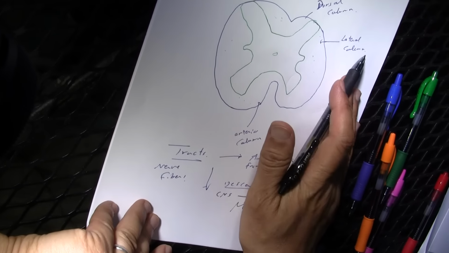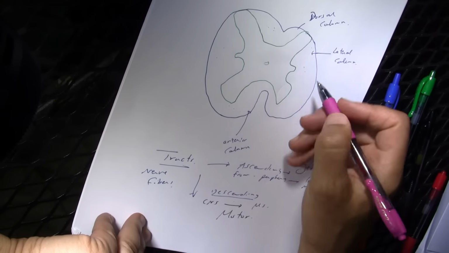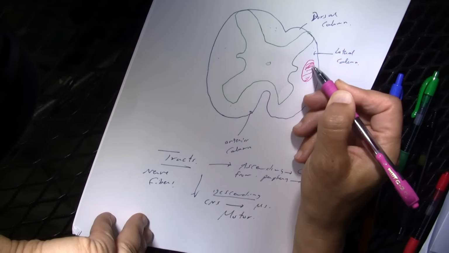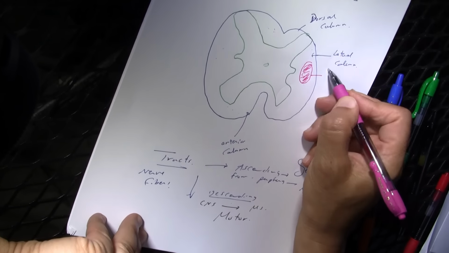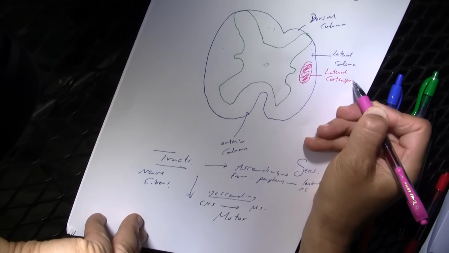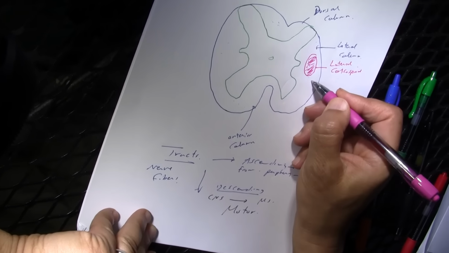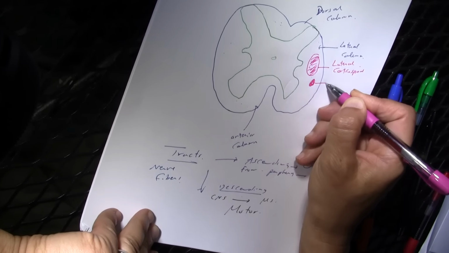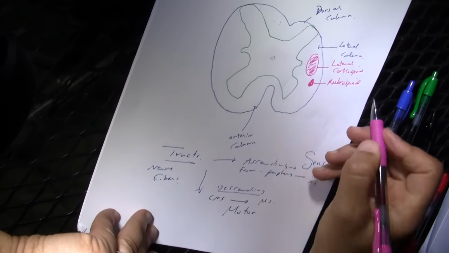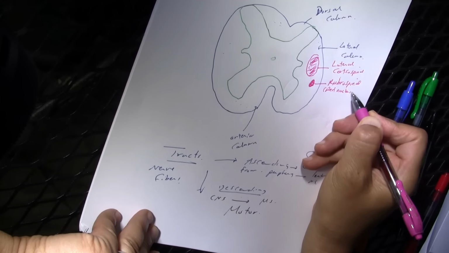Okay, what are the tracts here? Let us take this side for motor and this side for sensory. Here is the motor tract. The most important motor tract here is called the lateral corticospinal tract. Okay, there is another tract called rubrospinal, from the red nucleus. Rubro refers to red nucleus, located in the midbrain.